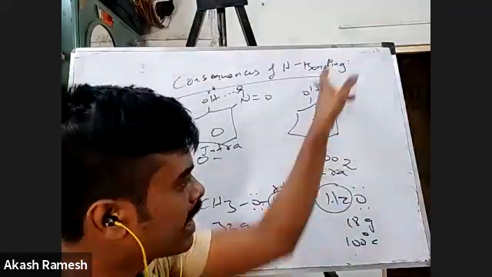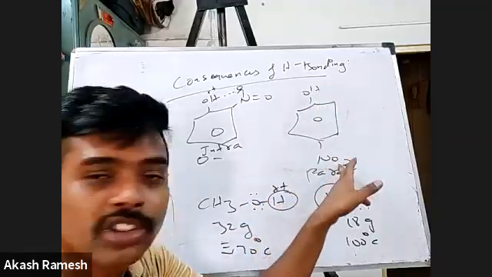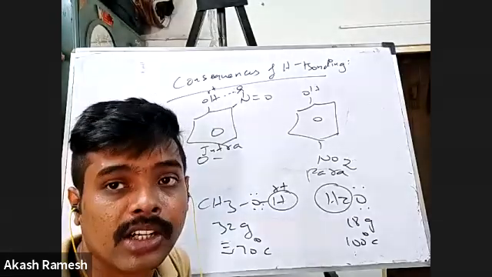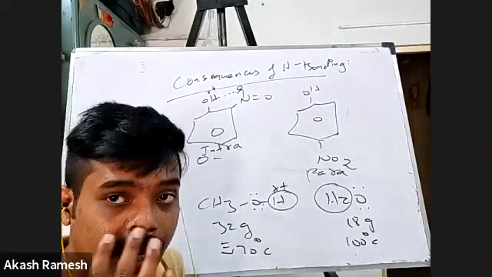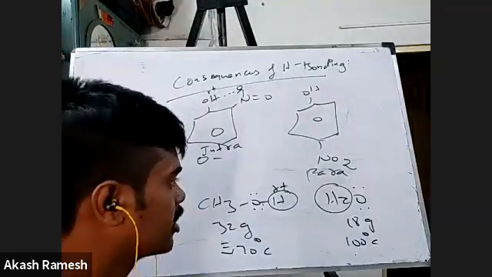Now this definitely cannot involve intramolecular bonding, because the distance between this hydrogen and this oxygen is very high. So I am not going to have a perfect intramolecular hydrogen bonding, but instead I can have proper intermolecular hydrogen bonding here. Now how will I explain that?